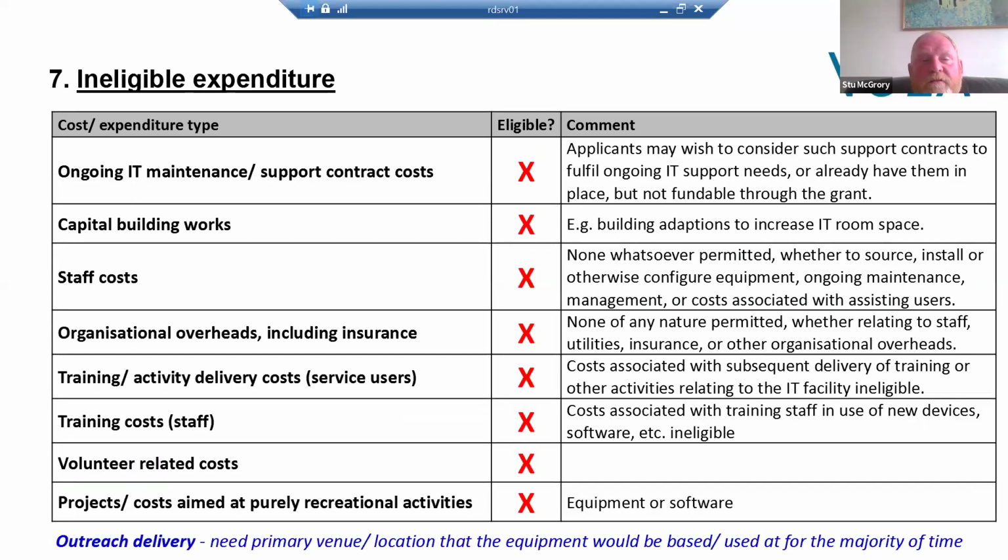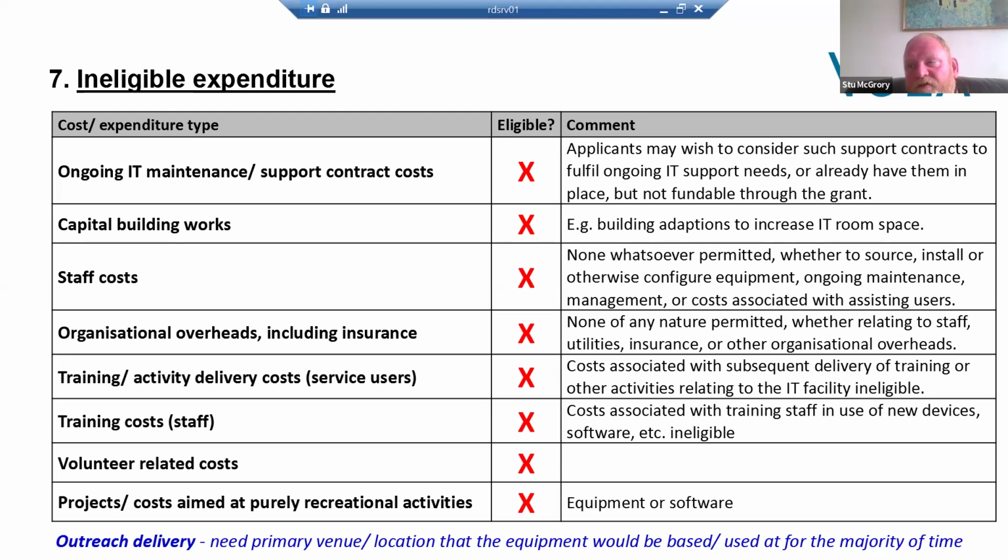You can't fund these things. Can't fund ongoing IT support contract costs. You can just do the initial setup. Can't fund capital building works. No staff costs or organisational overheads. You can't pay for the activities that you deliver in your centre, whether it's IT related or not. Can't cover staff training or any volunteer related costs. And also, we don't fund applications that are aimed at purely recreation.